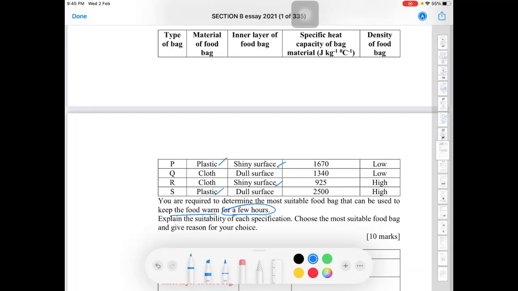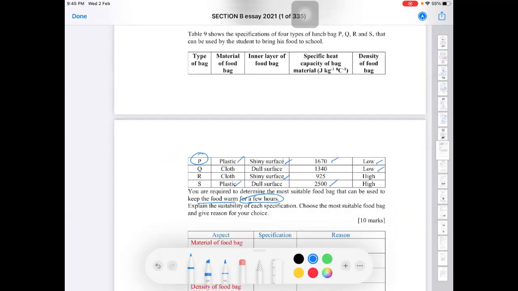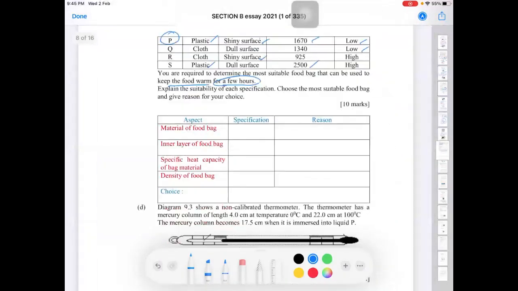Alright, specific heat capacity of the bag, you nak high ke low? So mestilah you nak high. Sebab you nak dia tak panas lah. Takkan you bawa, you nak bag you panas. You nak bag you sejuk. Okay, and then the density of the food bag, mestilah kita nak density yang low. So dari sini automatic you dah nampak dah the 3 kriteria ni. Dah okay. So that means you akan pilih the plastic bag. Alright. Okay, now kita akan jawab soalan dekat dalam table. Senang dah untuk you masukkan.